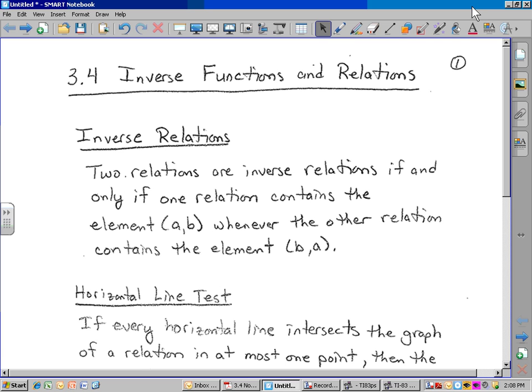Okay, 3.4 inverse functions and relations. First, we're going to define what an inverse relation is. Two relations are inverse relations if and only if one relation contains the element (a, b) whenever the other relation contains the element (b, a).